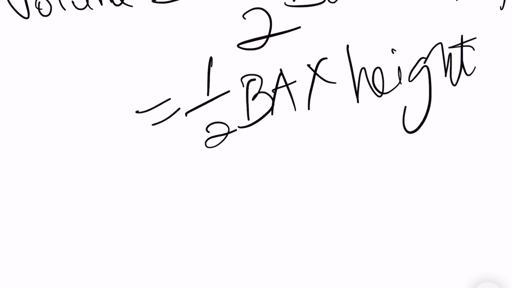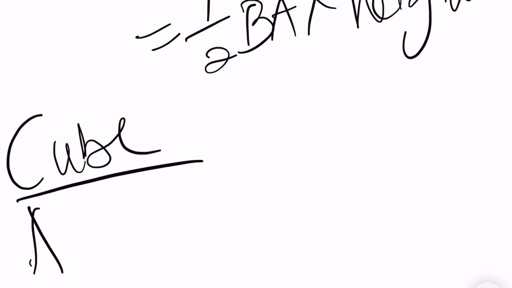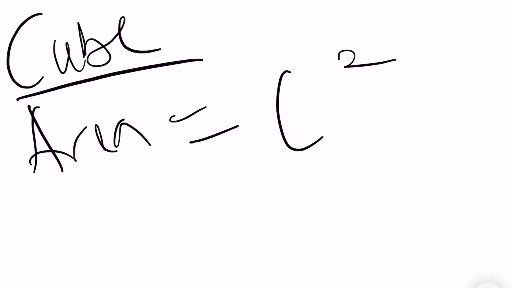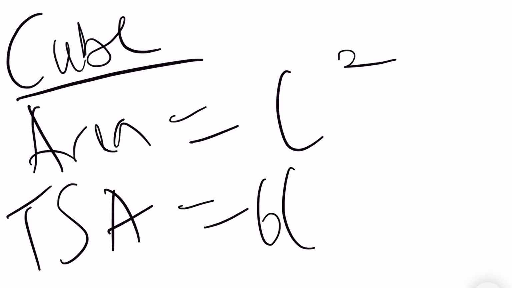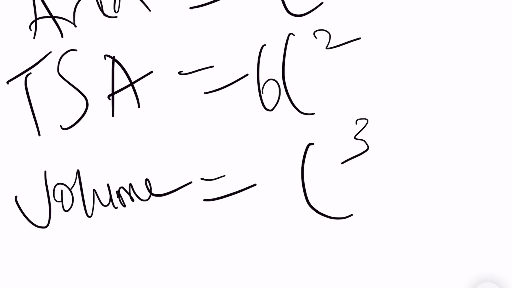And the last one is the cube. We have the area to be L squared. We have the total surface area to be 6L squared, and we have the volume to be L cubed.